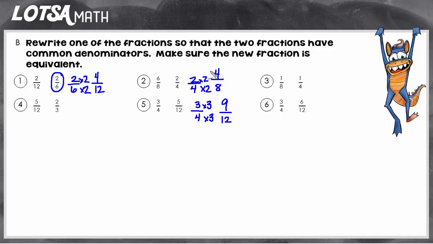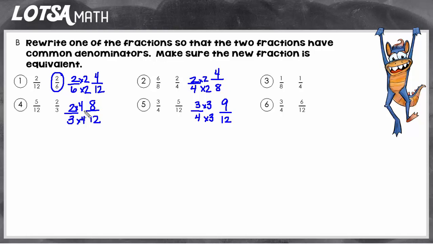And we'll do one more together. Let's do 5/12 and 2/3. So I think I'm going to change the thirds into 12ths. That's going to be easier. So I have to multiply by 4, and what I do to the bottom, got to do to the top. So I'm going to change 2/3 to 8/12. So now I have 5/12 and 8/12, and they have common denominators.